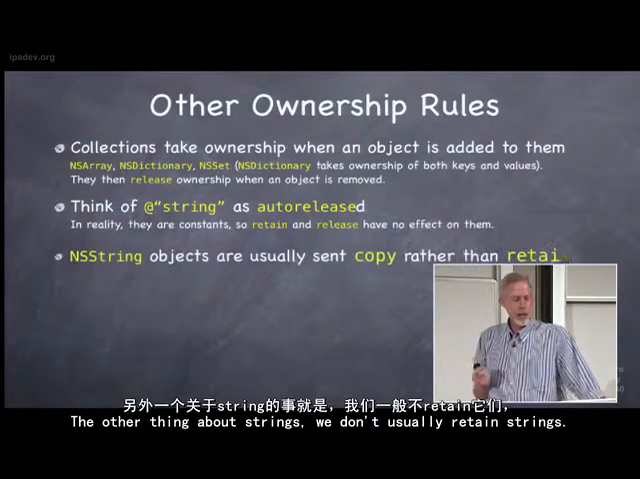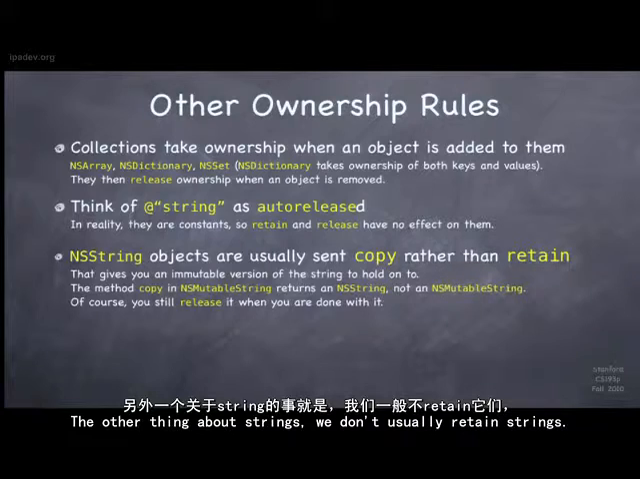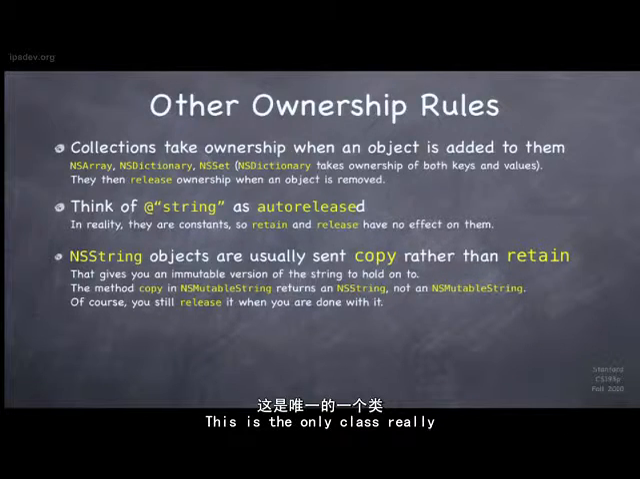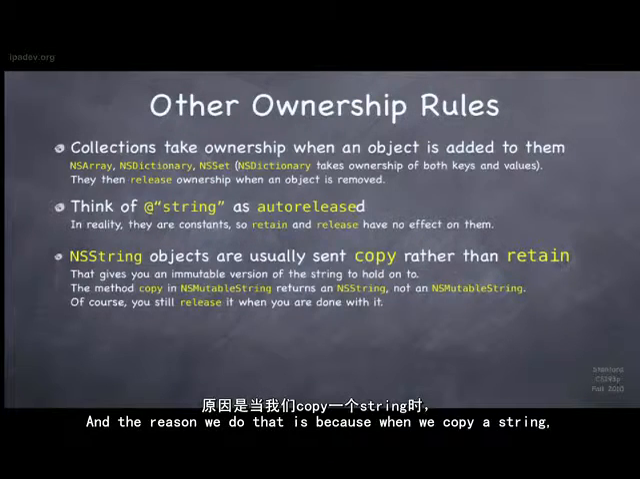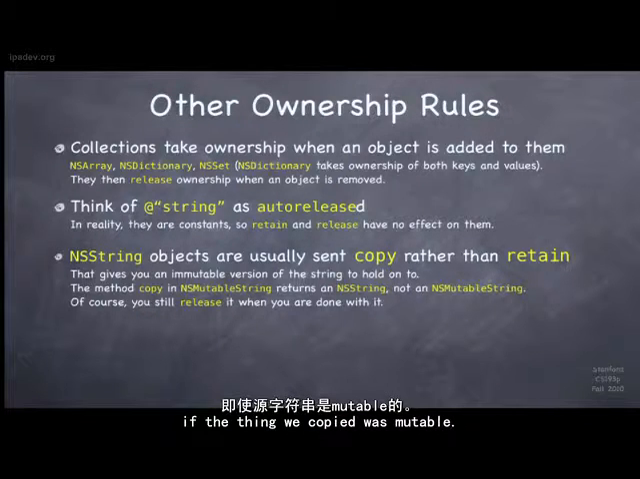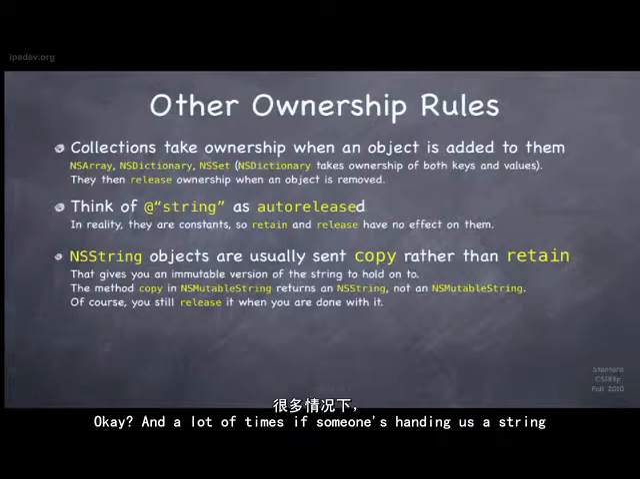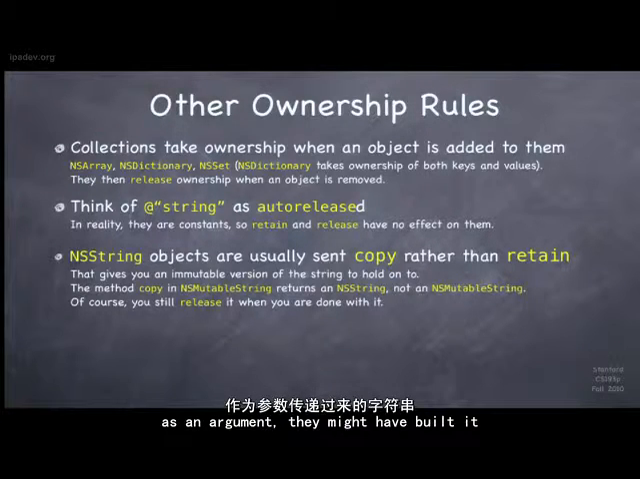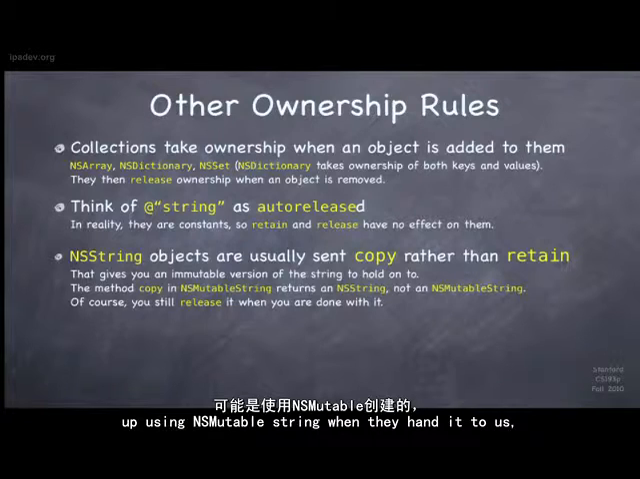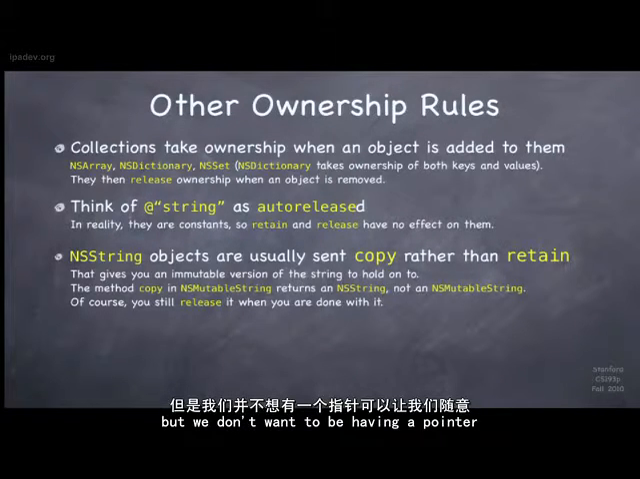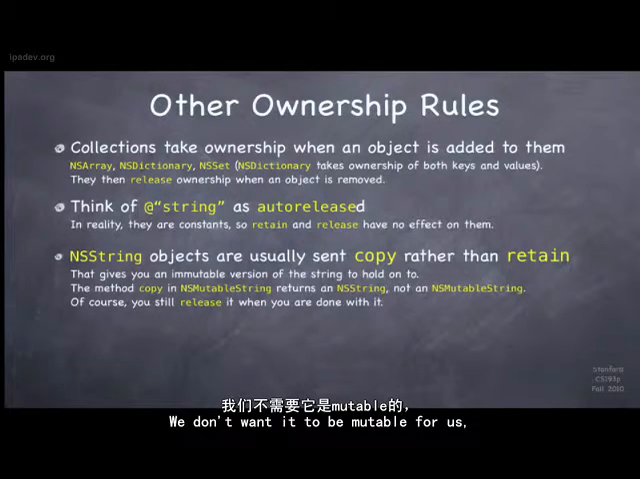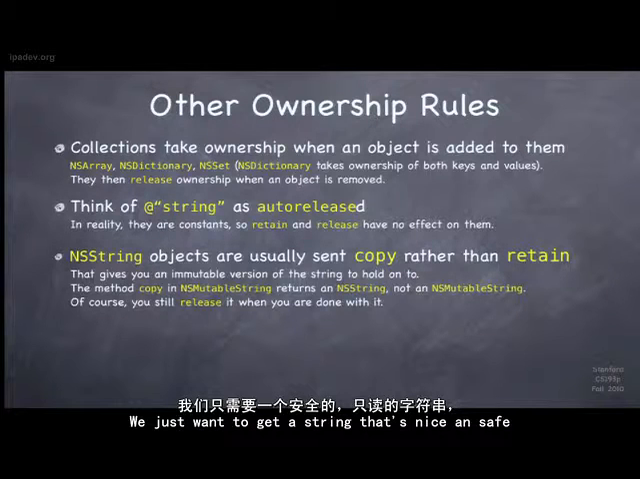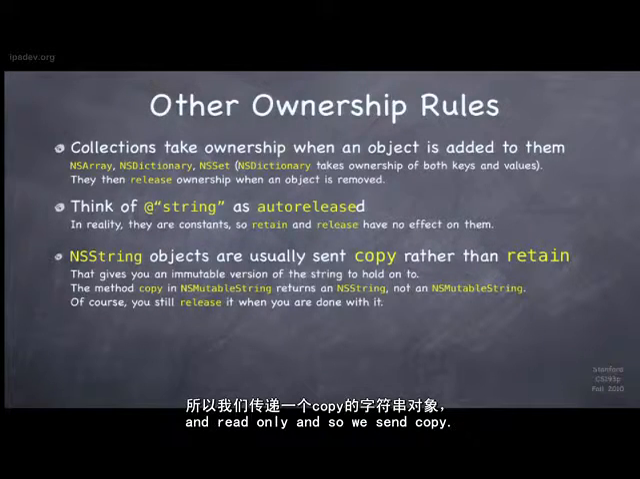The other thing about strings, we don't usually retain strings. We copy them. This is the only class really where I think we routinely say copy rather than retain. The reason we do that is because when we copy a string, we get an immutable version of it, even if the thing we copied was mutable. A lot of times if someone's handing us a string as an argument, they might have built it up using NSMutableString, and they hand it to us, but we don't want to have a pointer to something that we can muck around in, right? We don't want it to be mutable for us, unless our API says mutable string. We just want to get a string that's nice and safe and read-only, and so we send copy.